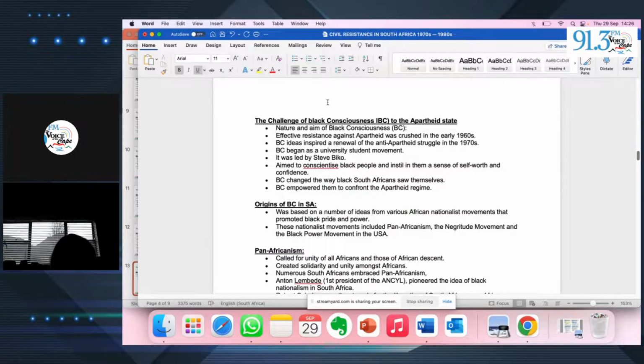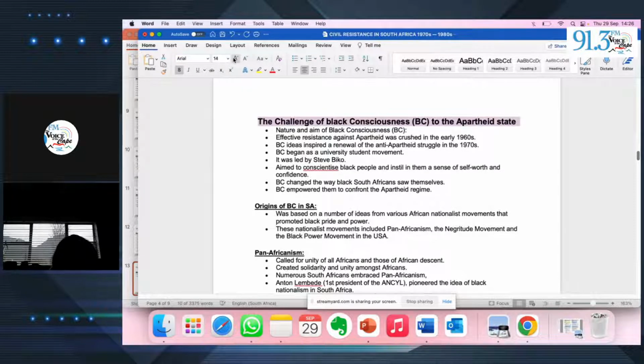Okay, then the second section, the challenges of Black consciousness to the apartheid state. And this is where we're going to speak about Black consciousness a bit more in depth. Remember, this is important because this is your essay question, which is on this.